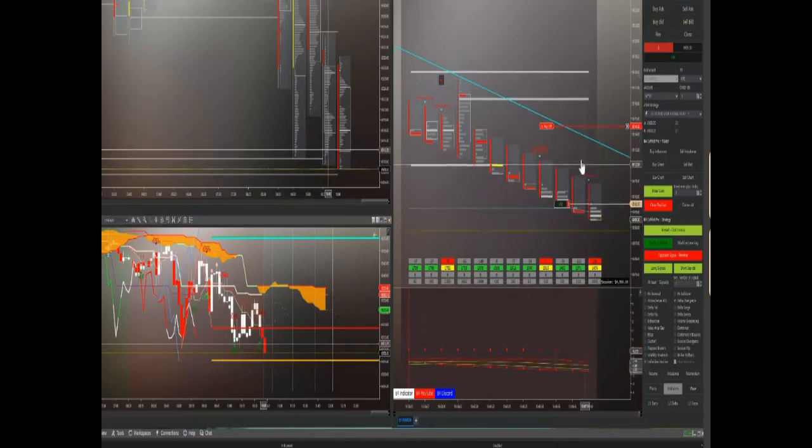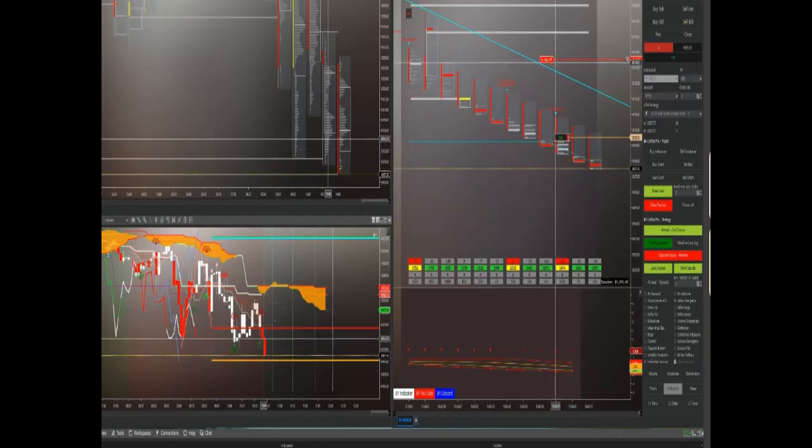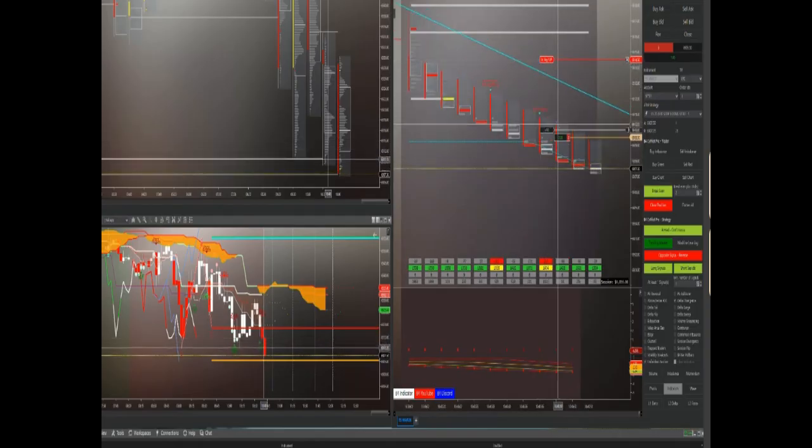TPOs and single prints. Liquidity hunts, no hits. When we trade, the market flinches.